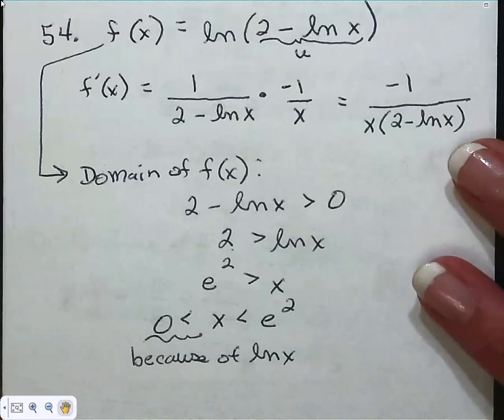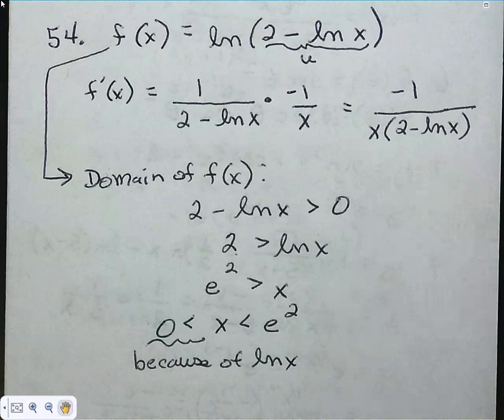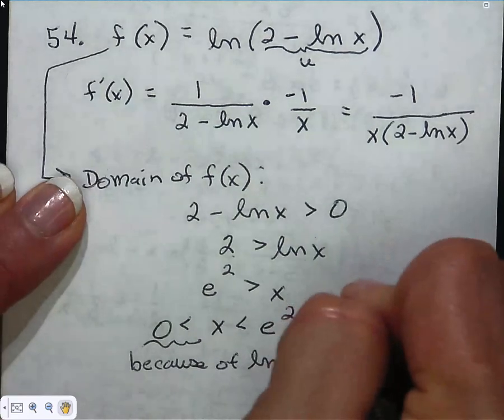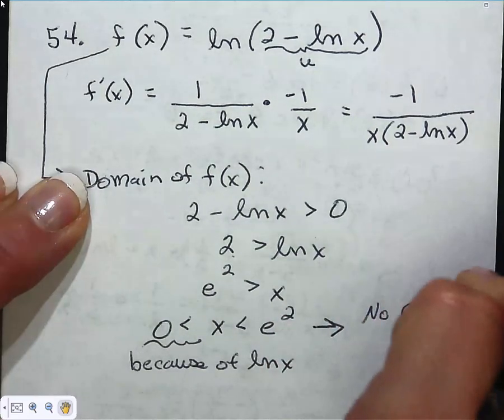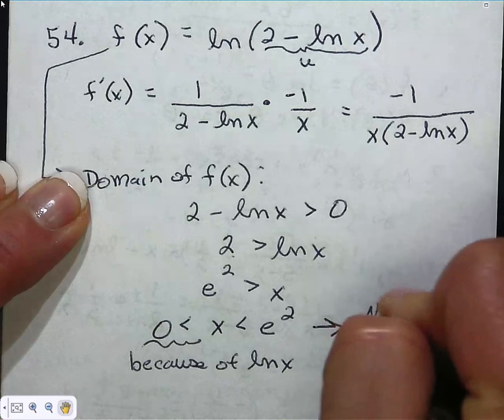is there anything that makes this derivative 0? Only thing that makes a fraction 0 is if the numerator is 0 and this is not. Is there anything that makes the denominator 0? 0. 0, but you said I couldn't let x be 0. And also e squared, but you said I couldn't let x be e squared. So nothing on that interval. There are no critical numbers on that interval.